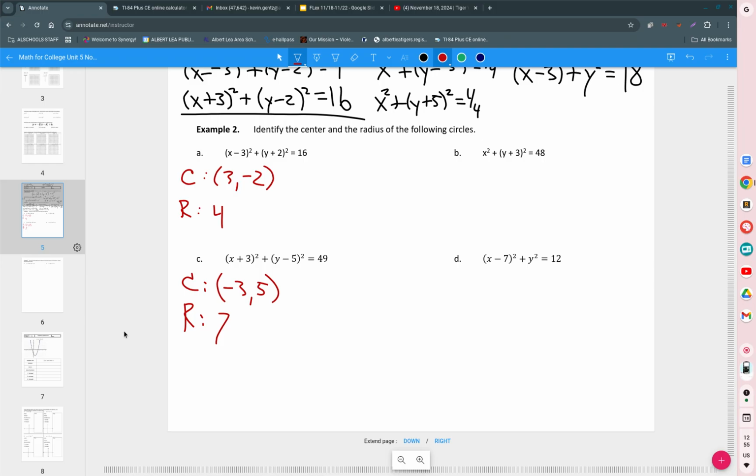For letter B, the center being the x squared, there's nothing that's being added or subtracted, so the center is 0, and the y value is negative 3. For the radius, I have the square root of 48. And you can reduce the square root of 48. It's the square root of 16 times the square root of 3. So 4 roots of 3.